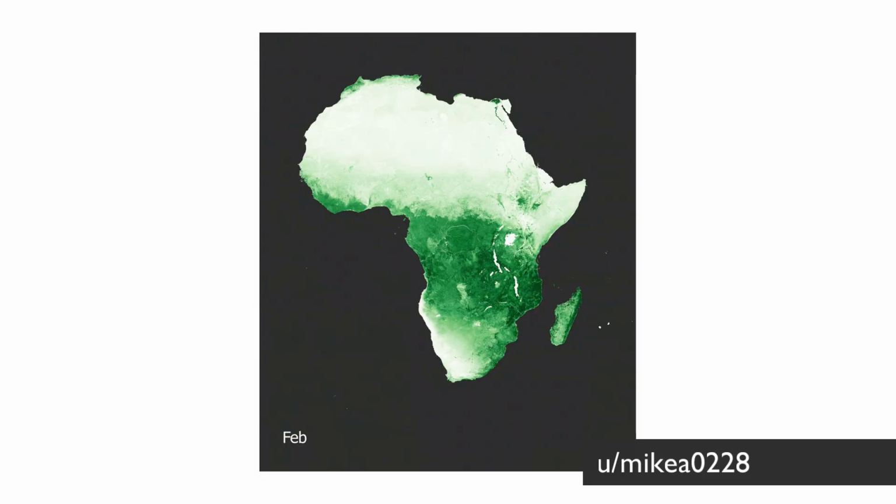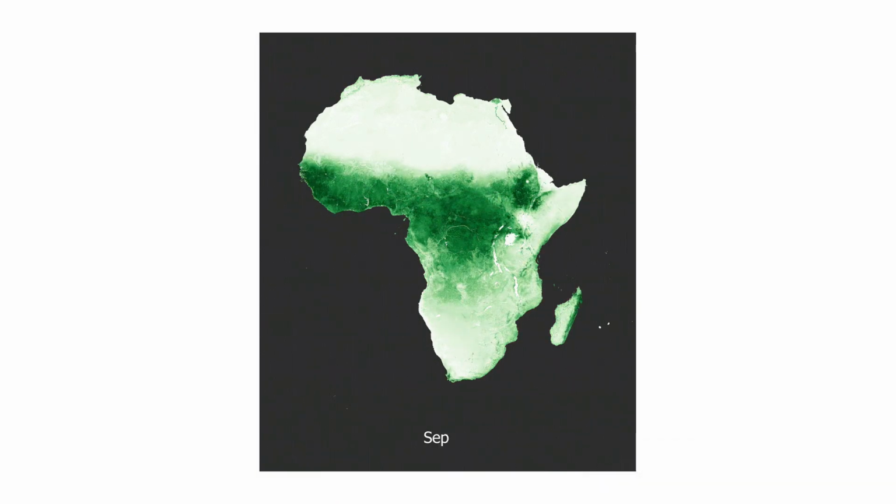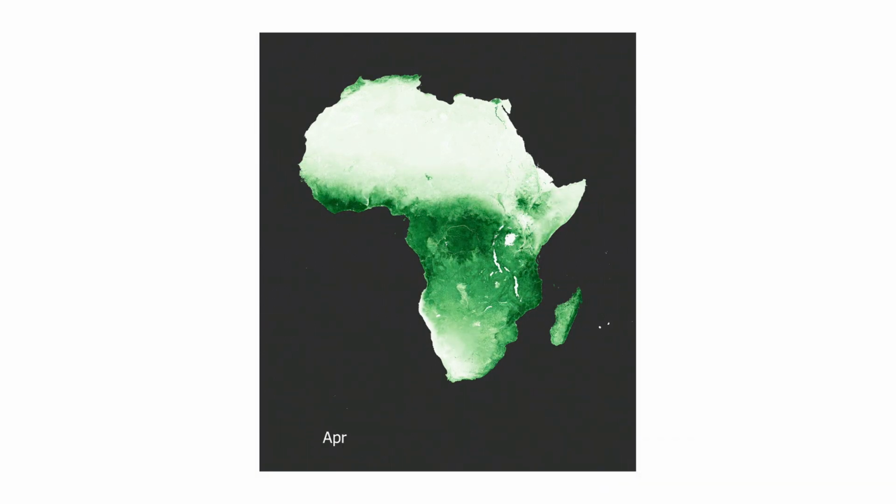So this next one is more a piece of art. What it quite simply does is show the vegetation intensity throughout the year for Africa. And it's kind of like a heart beating.